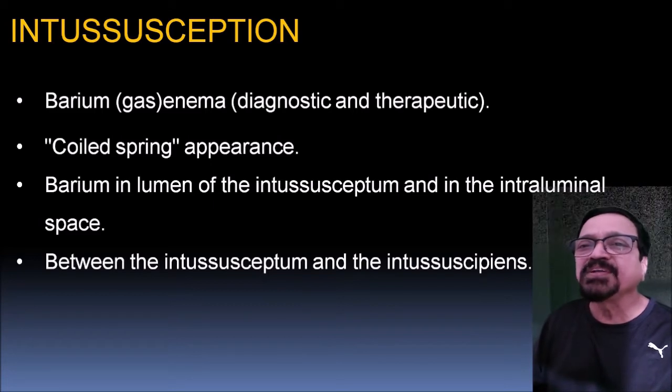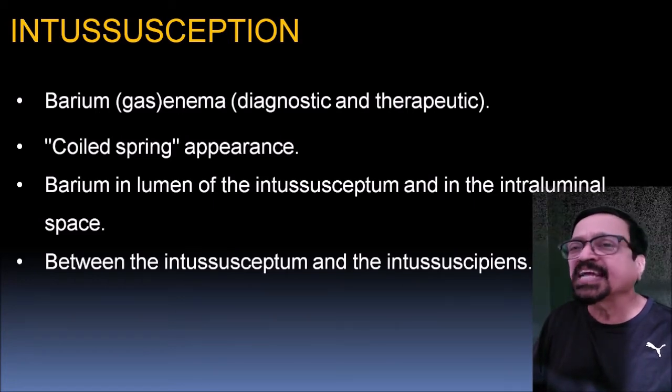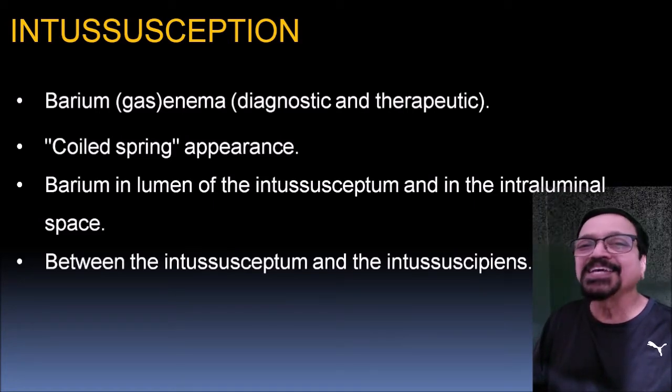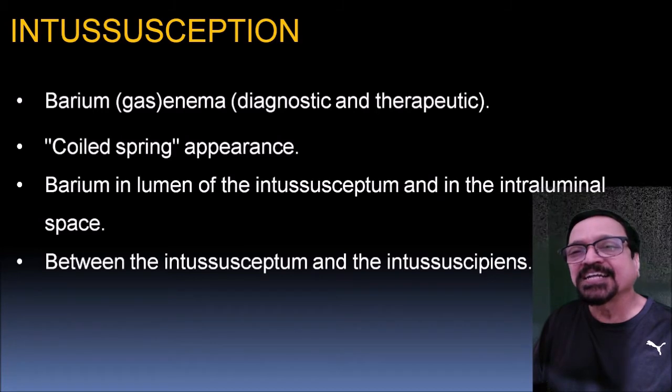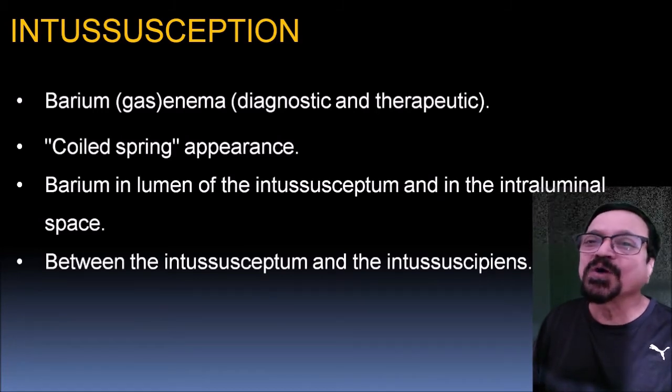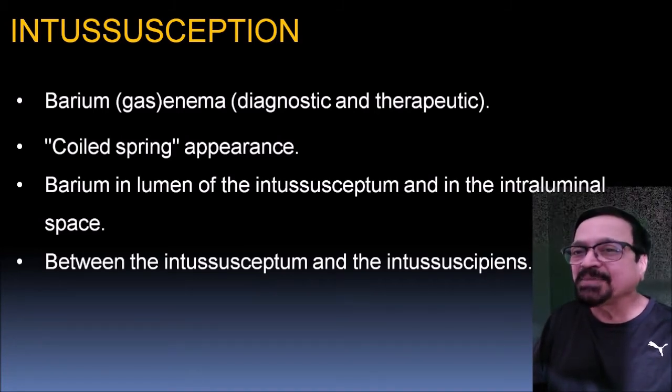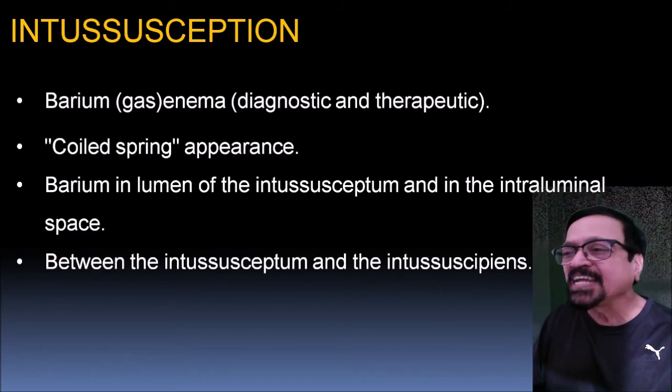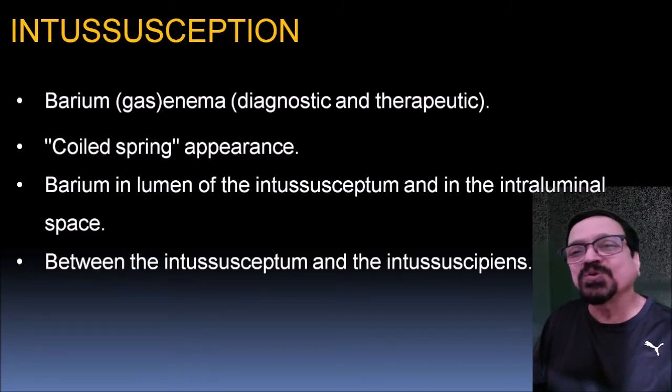Now barium enema is diagnostic as well as therapeutic. Here we can either use barium or the gas, but nowadays what we are using is water and ultrasound. So ultrasound guided hydrostatic reduction is done by the saline. So coil spring appearance is characteristic. The barium in the lumen of the intussusceptum and the intraluminal space seen between the intussusceptum and the intussuscipiens are also signs described in barium.